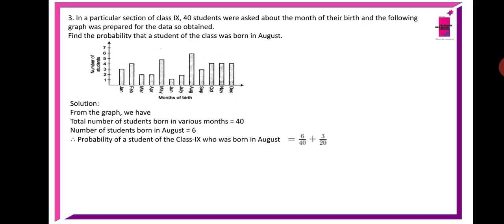In a particular section of class 9, students were asked about the month of their birth and the following graph was prepared for the data so obtained. Find the probability that a student of the class was born in August. From the graph, we have the total number of students born in various months is 40. The number of students born in August is 6. Therefore, the probability of a student of class 9 who was born in August equals 6 by 40, which equals 3 by 20.